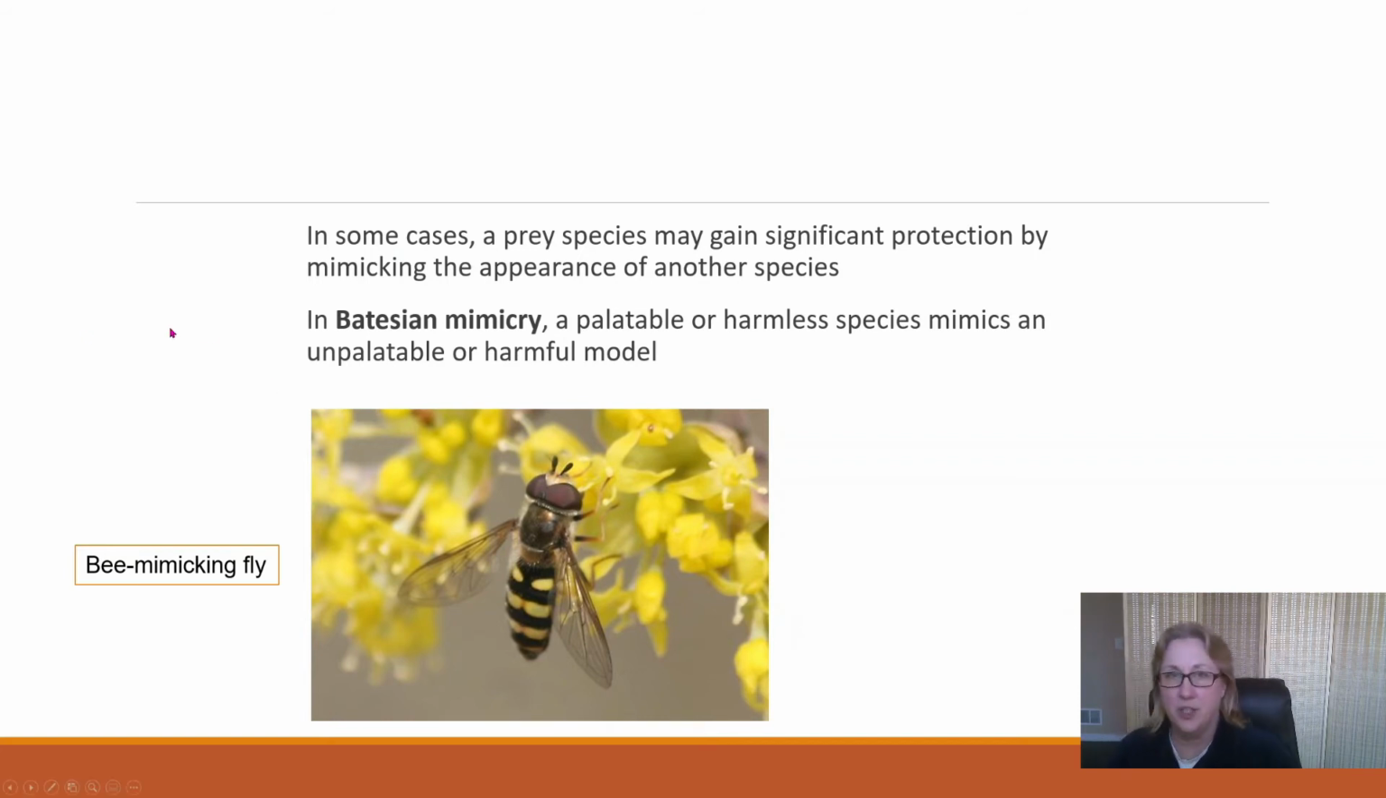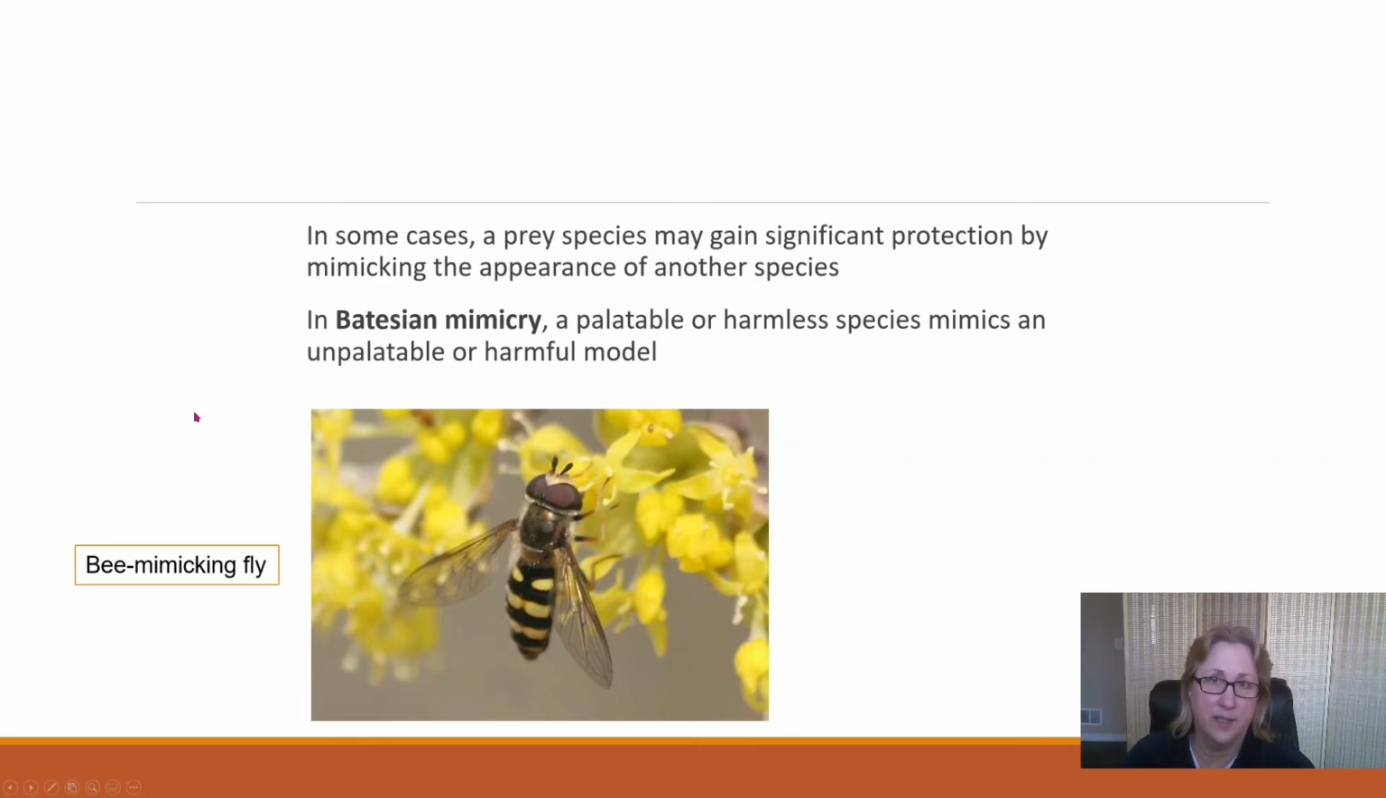Sometimes species mimic each other's coloration. There's two types. One is when a harmless species imitates a harmful or unpalatable species, and that's called Batesian mimicry, after the famous 19th century naturalist Bates. What was his first name? Henry Bates noticed that some species mimicked each other, and one of the species didn't actually have the venom or toxin.